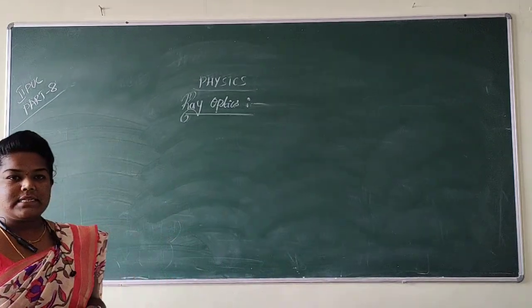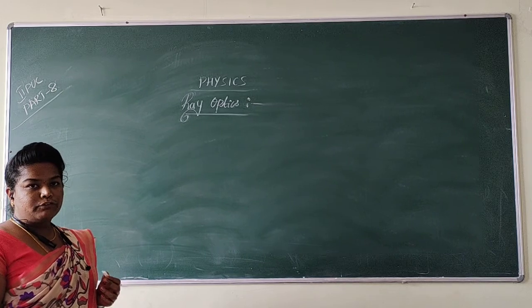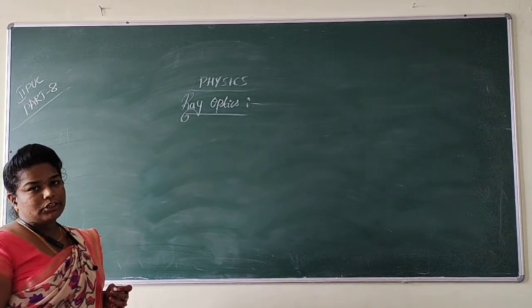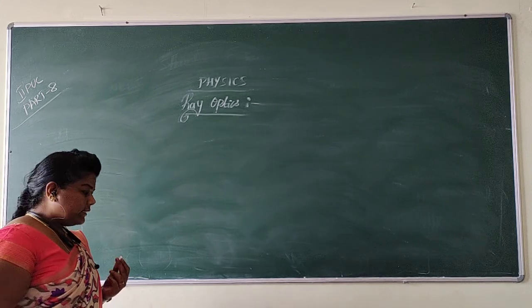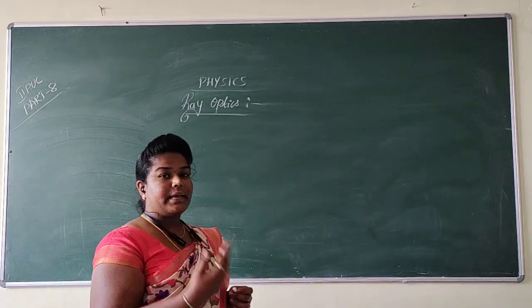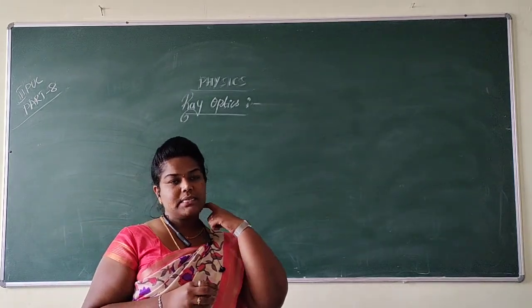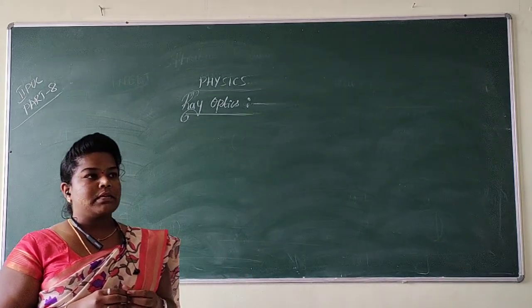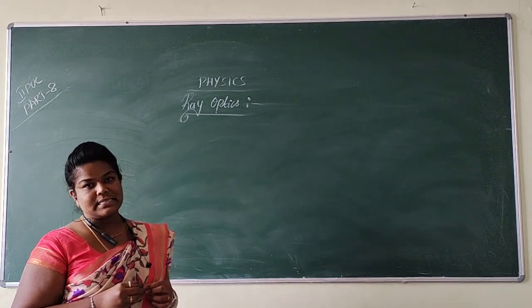In the previous class, I was discussing the derivation of the equivalent focal length of a combination of two thin lenses which are in contact with each other. There I showed you the equivalent focal length formula, that is 1/f is equal to 1/f1 plus 1/f2. We obtained that by combining two thin convex lenses.